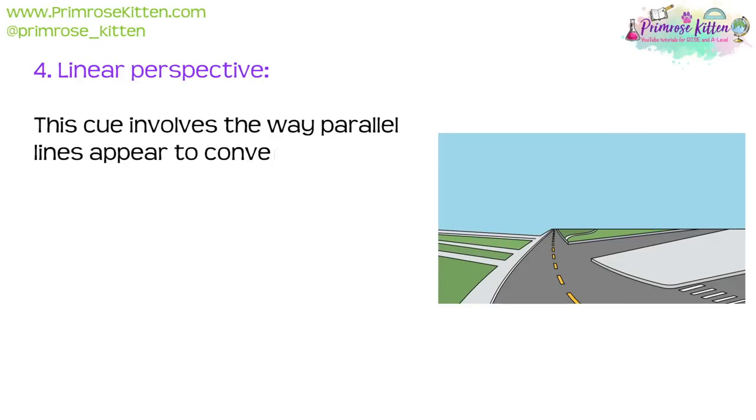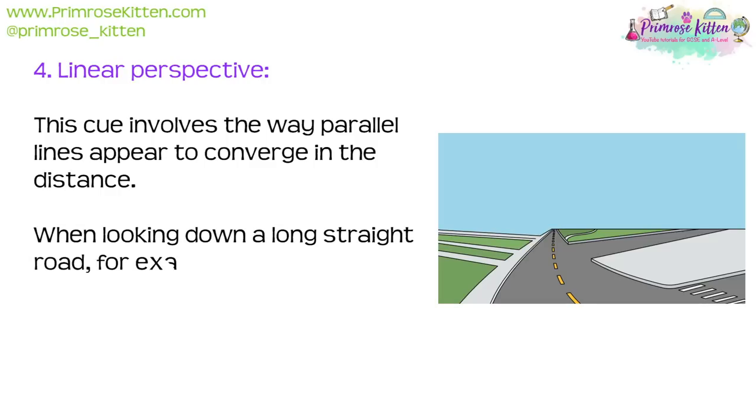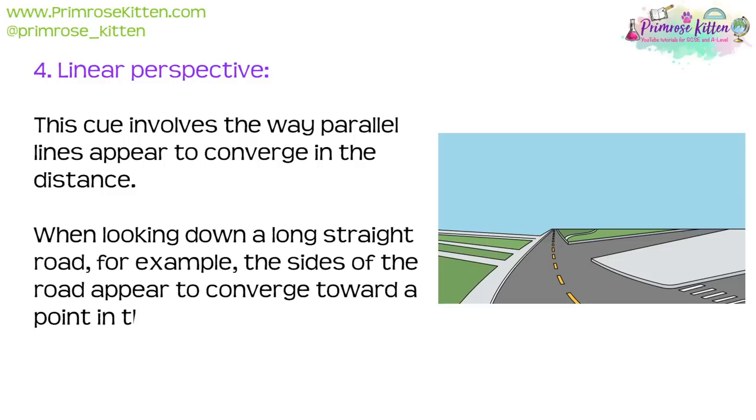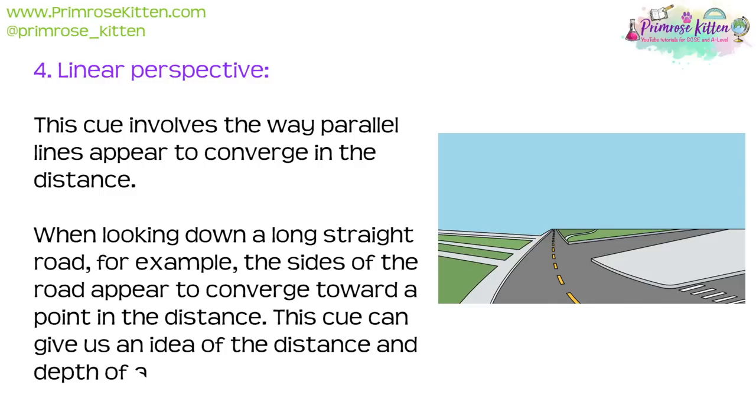And finally, linear perspective. This cue involves the way parallel lines appear to converge in the distance. When looking down a long straight road, for example, the sides of the road appear to converge towards a point in the distance. This cue can give us an idea of the distance and depth of a scene.